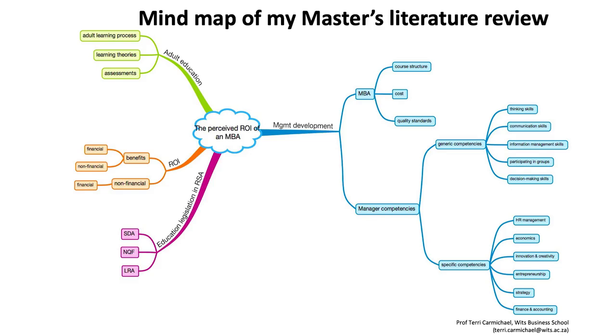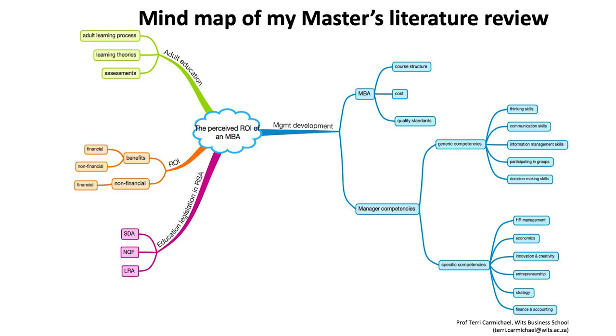So looking at the literature on management development, for example, and I was looking at the MBA, clearly there needed to be a subheading on the MBA itself. So I wrote that down and started reading the literature on the MBA. And some of the subheadings that came up were looking at the structure and content of the course. There was some literature on the cost of an MBA worldwide, and quite a lot on quality standards. So I captured those as part of the subheadings.